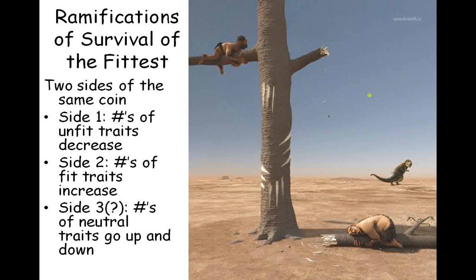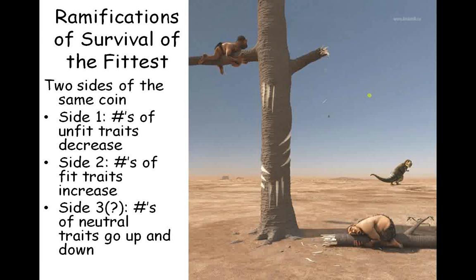But natural selection also gets rid of unfit traits. Individuals with unfit traits, ones that are selected against, are less likely to reproduce, and therefore their frequency will leave the population because they are unfit.